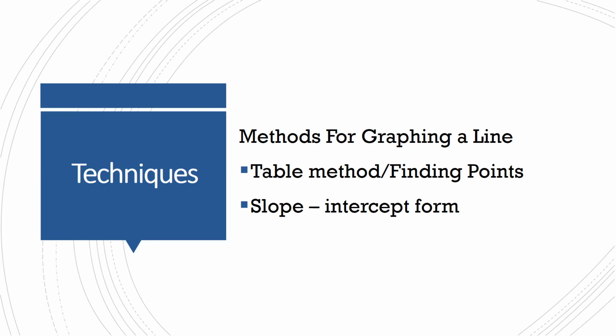If you watched the other video in the series, we graphed a line using the table method, also known as finding points, and then using those points to graph the line. So the finding points method or the table method is the method we used in the last video. Now we're going to use slope-intercept form of a line to graph the line.